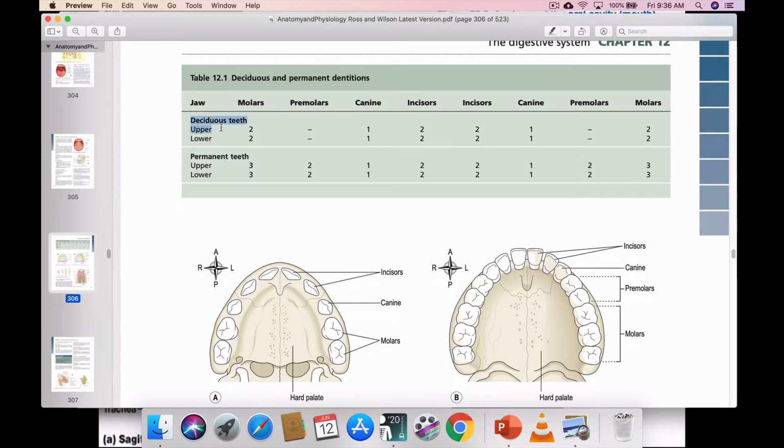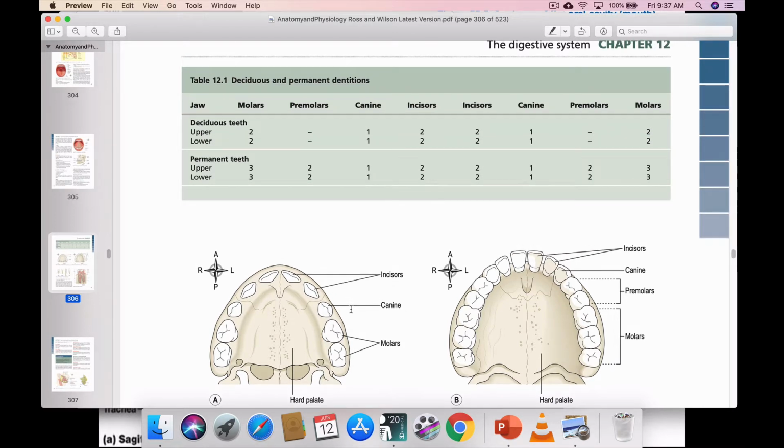Here you can see these are milk teeth, the deciduous teeth. There are two molars, one canine, and two incisors in the right jaw and the left jaw, on the right side and the left side. This is the dental formula you have to understand.